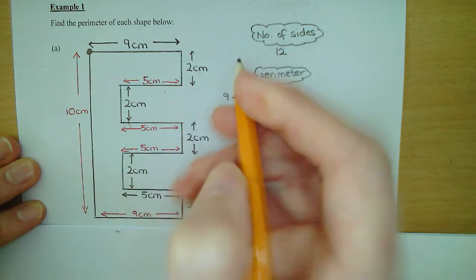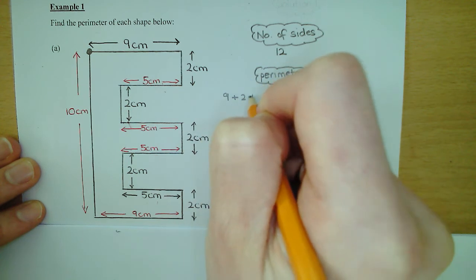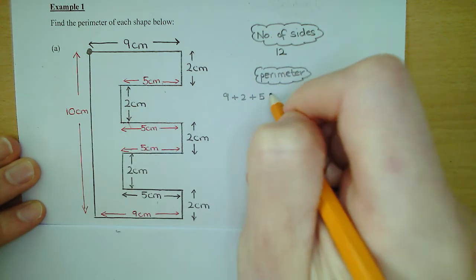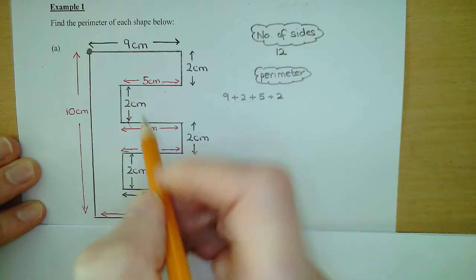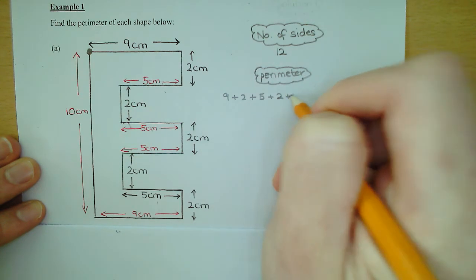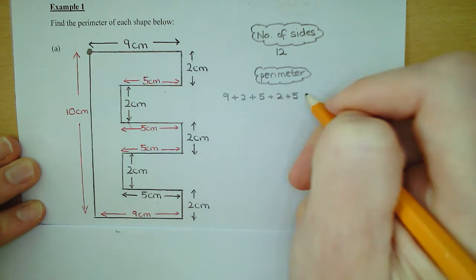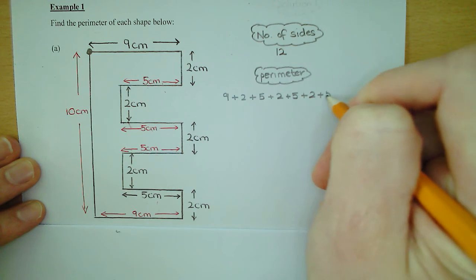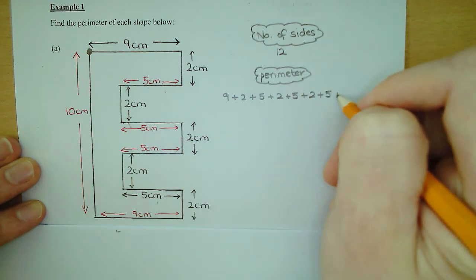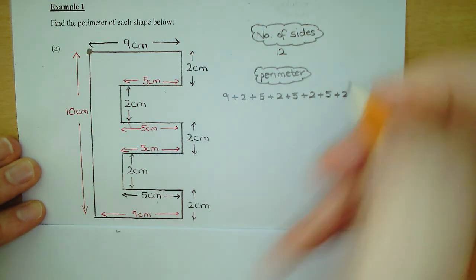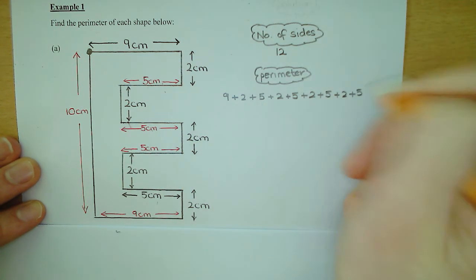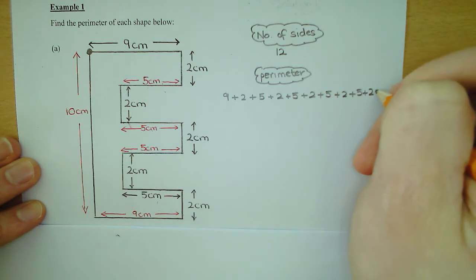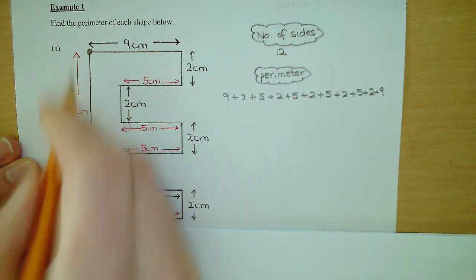Then we're adding 2, 5, 2, 5, 2, 5, 2, 5, 2, 9, and then 10.